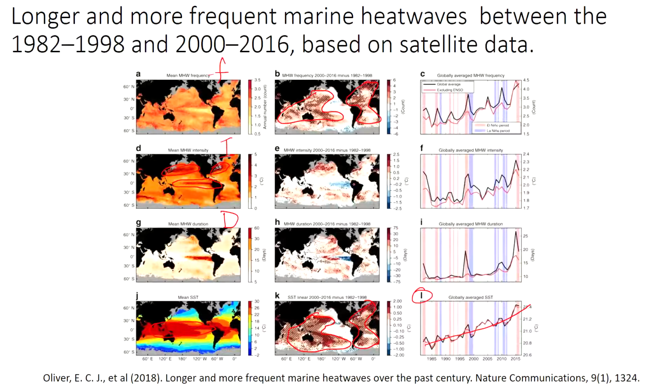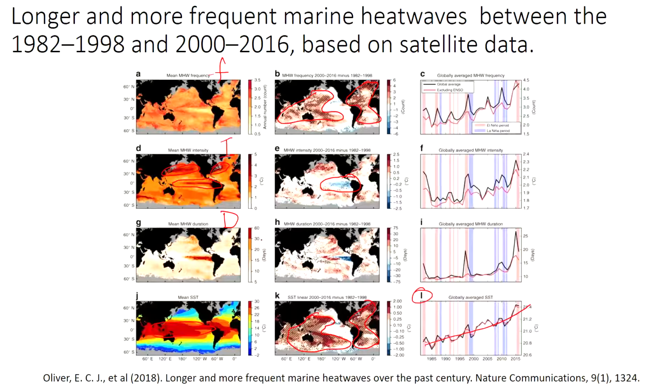And we can see that the intensity over most of the ocean has gone up a little bit. It's gone up more in the North Atlantic and the North Pacific, but the intensity is not really changing a huge amount. These extreme events may be getting maybe half a degree warmer on average, but in some regions, like the Equatorial Pacific, they're actually getting less intense.